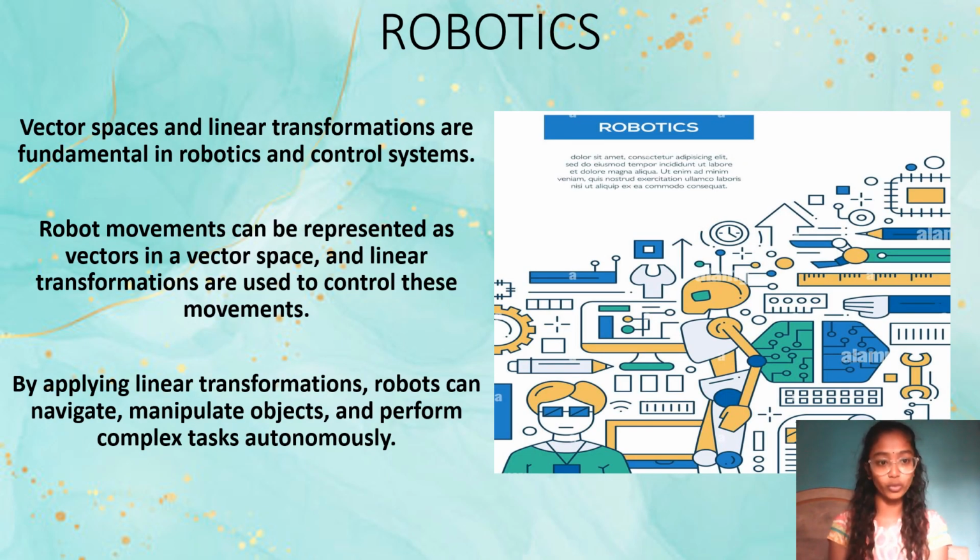And the next comes robotics. Vector space and linear transformation are fundamental in robotics and control systems. Robot movements can be represented as vectors in vector space, and linear transformations are used to control these movements. By applying linear transformations, robots can navigate, manipulate objects, and perform complex tasks automatically.